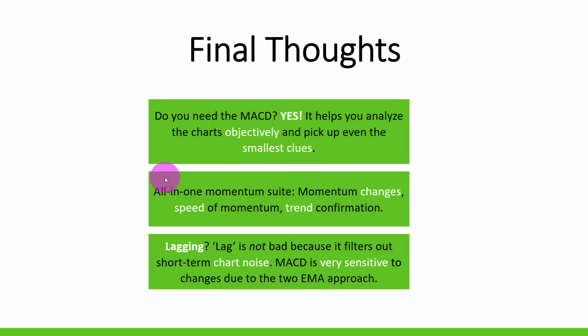The MACD specifically is also a very helpful tool because it's an all-in-one momentum suite. So as we've seen, it detects and analyzes momentum changes, the speed of momentum as well. It helps us understand the trend confirmation, and with the divergences, we also see when the trend is slowing down.